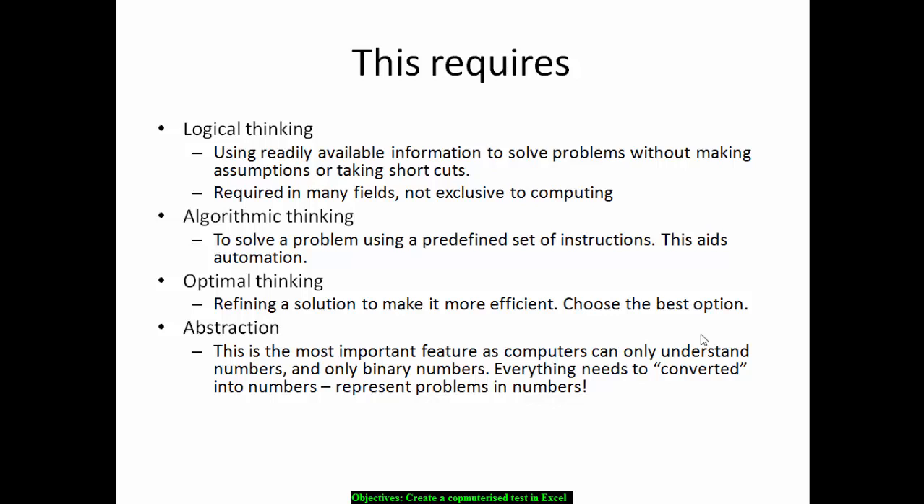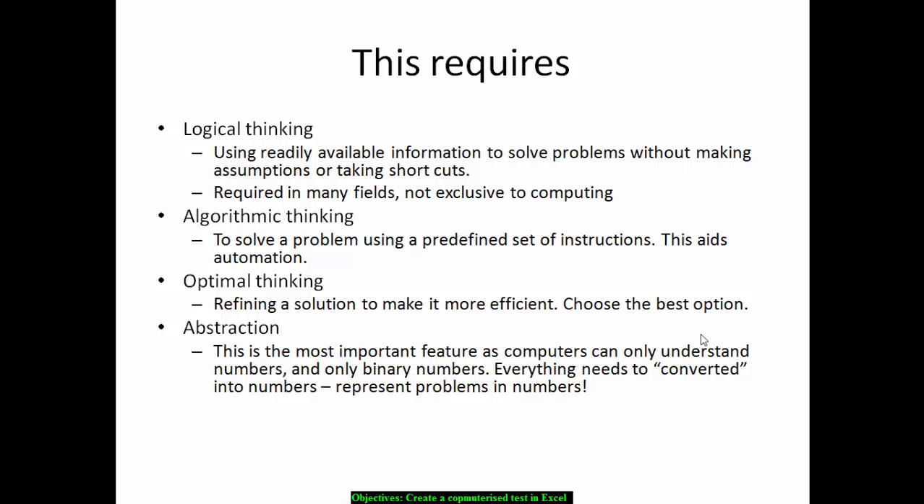Apart from logical thinking, algorithmic thinking is also required. This enables automation, automatic problem solving by the computer, because the computer will be given a predefined set of instructions, which is obviously set in the program. Then, computational thinking requires optimal thinking, which means you need to reflect on your solution to make it even more efficient. This is again not exclusive to computational thinking.